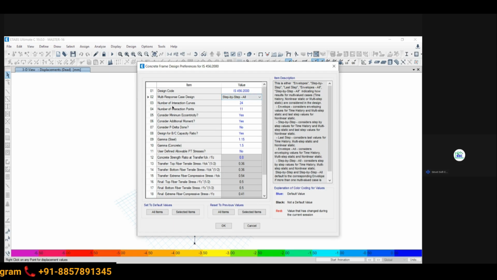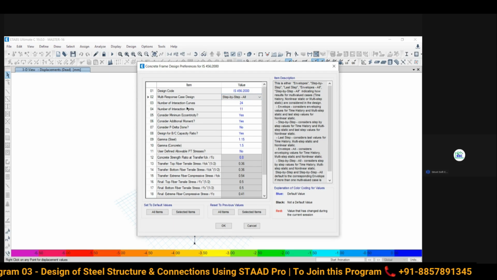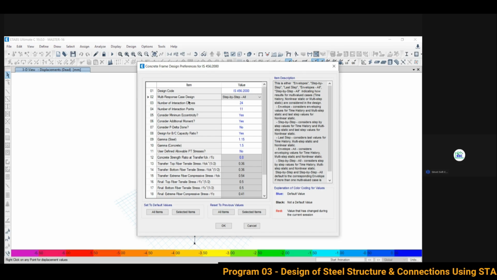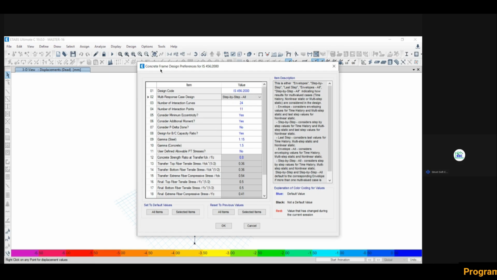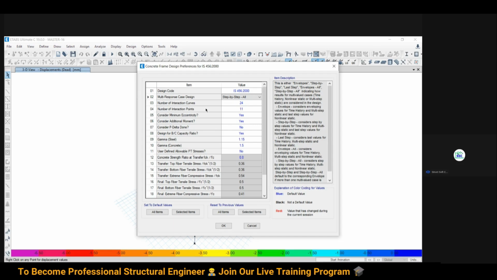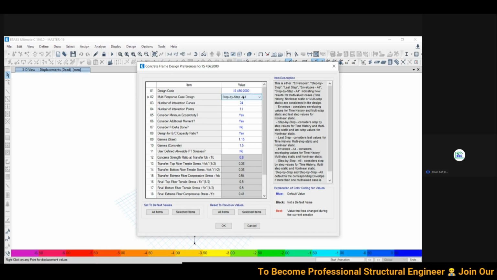Clear? Now next, number of interaction curves, number of interaction points. This is a very important point to understand for the designing of the elements, and these two options are mainly for your column, not for the beam. We are talking about the frame, beam and column; these two options are for the column. Number of interaction curves and number of interaction points to be considered for the column design. The ETABS software by default takes 24 and 11, we have to keep it as it is, but you have to understand what it means.